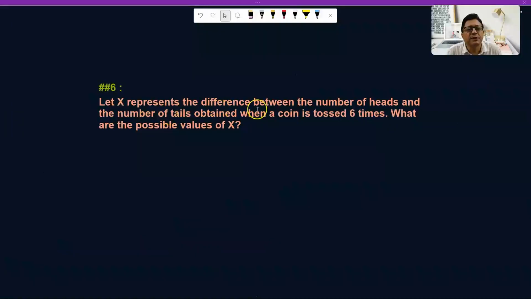X represents the difference between the number of heads and number of tails of 10 when a coin is tossed 6 times. What are the possible values of x? This time I haven't asked for the probability distribution, I just wanted to explain the sum. It represents the difference between the number of heads and number of tails of 10 when a coin is tossed 6 times. So how many times maximum can you get the number of heads?